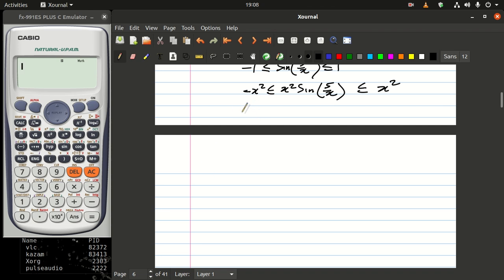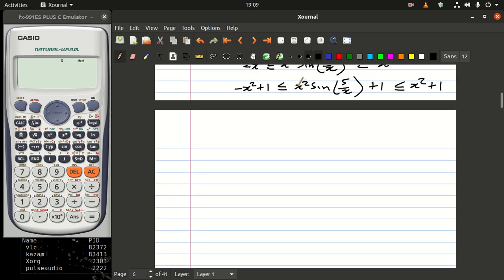So here I will end up having minus x squared plus 1 less than or equal to x squared sine of 5 over x, and then this one here is going to be plus 1 because I added a 1 here. I need to add a 1 here, and also I need to add a 1 here. When I was multiplying, I multiplied through. Now I was adding, I add through. When you are adding, the inequality does not change direction. Usually the inequality only changes direction when you are multiplying or dividing by a negative number.